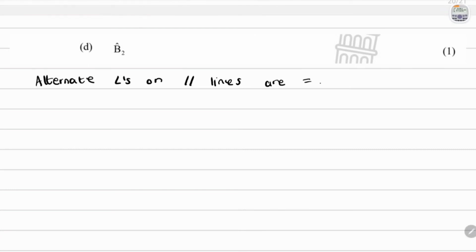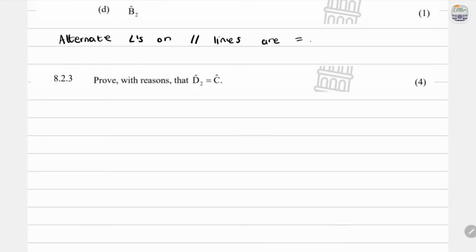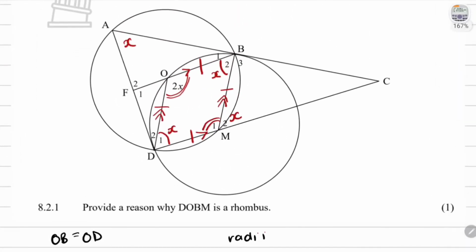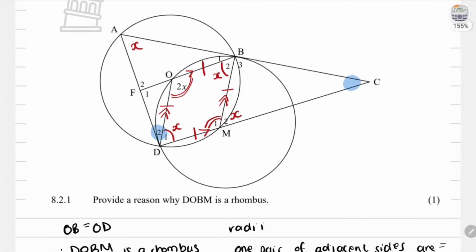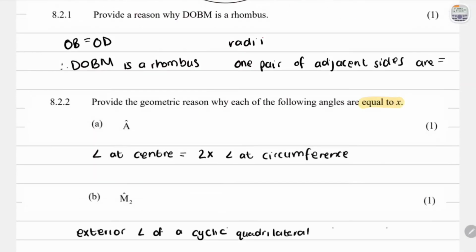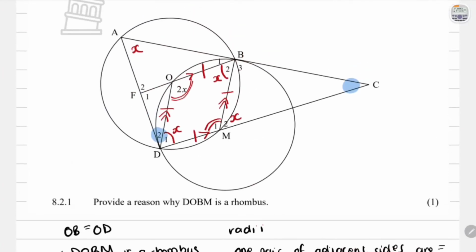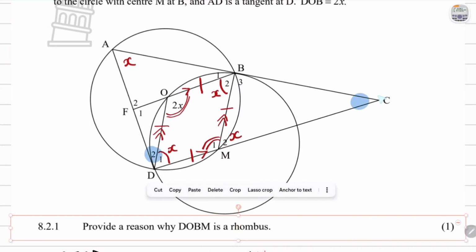Okay, and we finally move on to 8.2.3. The next question, 8.2.3, says prove with reasons that angle D2 is equal to angle C. Let's go look at those angles. So we need to show them that angle D2 is equal to angle C. You look at C, and C is outside the circle. It doesn't have anything to do with the circle. It's for 4 marks, so there are more steps involved here. Since it's for 4 marks, we're going to have to lead up to that. So it's probably a situation where angle D2 is equal to something, and that's equal to something, and eventually is equal to angle C.